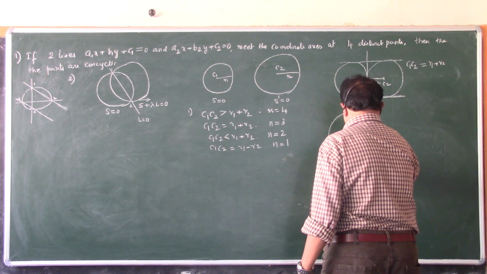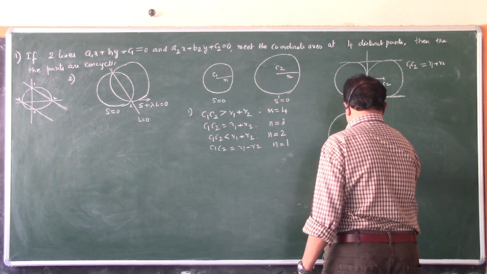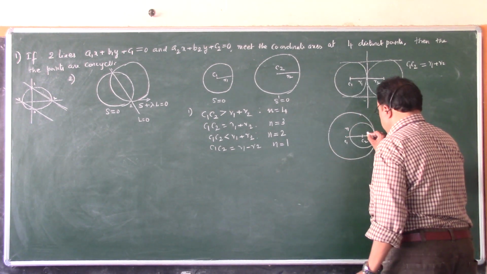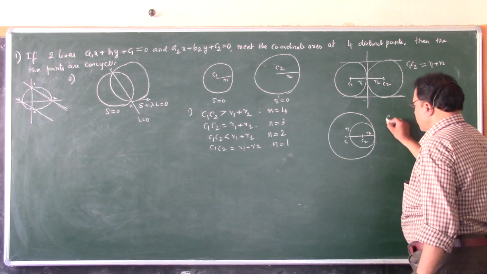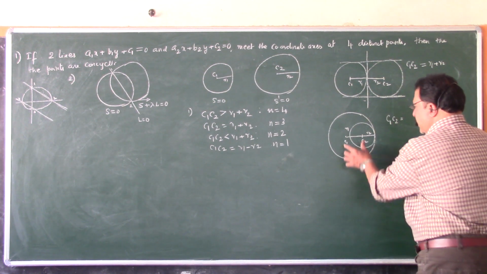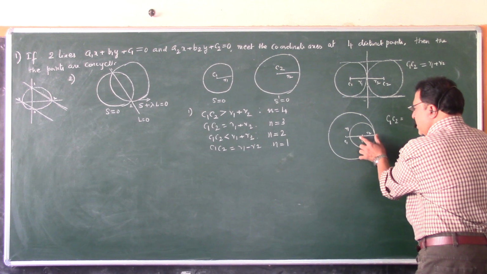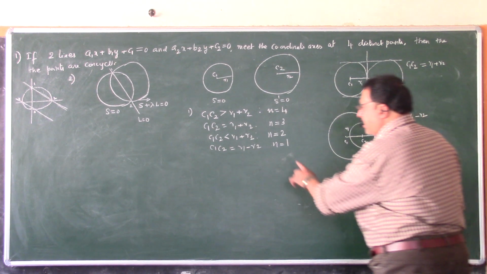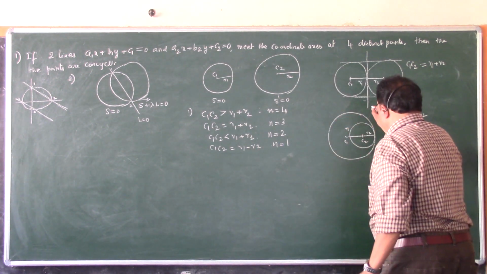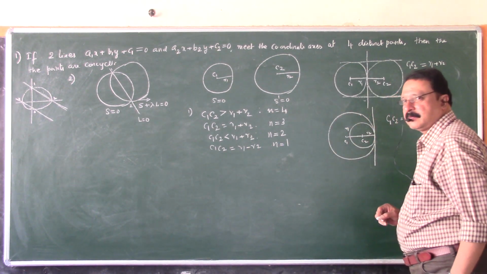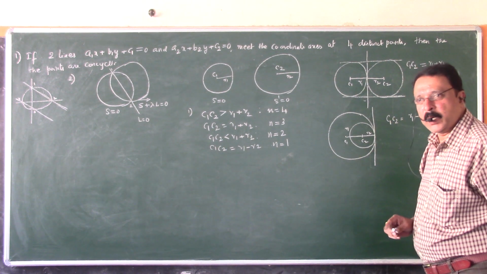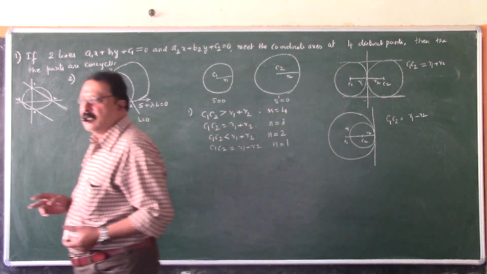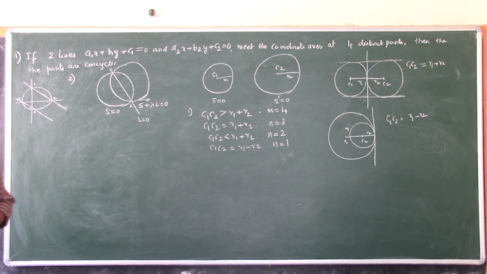So this is C1, this is C2, this is R1, the radius of the first circle. This is R2. Now how is C1, C2? Distance between the centers, R1 minus R2, correct? R1 minus R2. Now how many common tangents can these two circles have? Only one. Only one tangent.